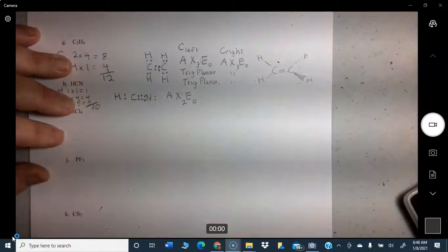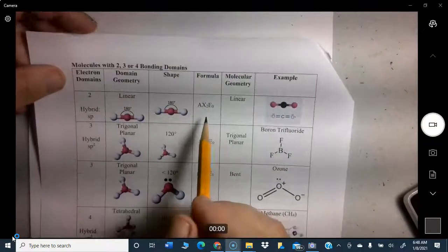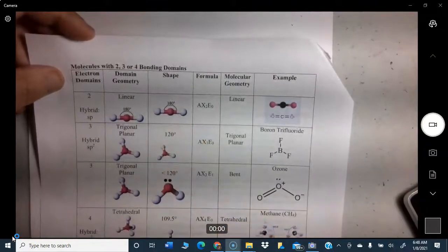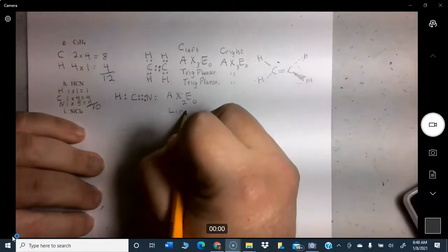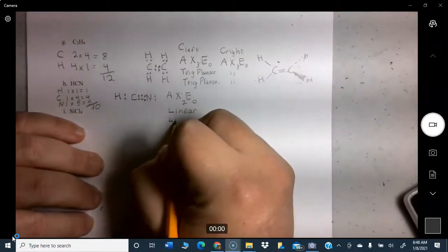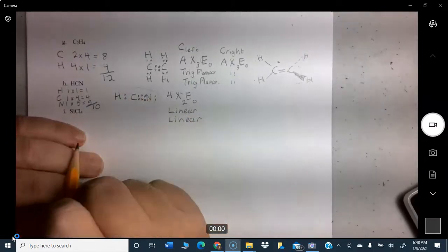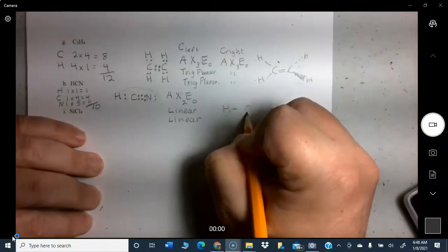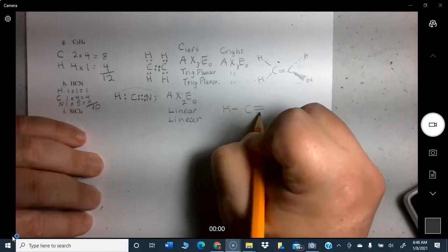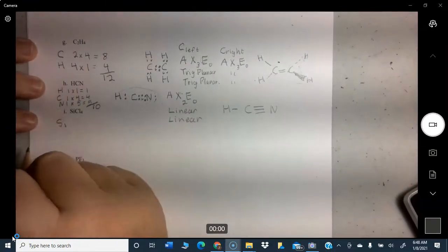So this is going to be AX2E0. And if we come over here to our sheet, we see that that is a linear molecule. It's a straight line molecule. So it's part of the linear family, and its actual shape is linear. Okay, and so this is actually an accurate representation. If you want to draw it again, you can do that. Okay, and that's a straight linear molecule. All right, let's move on.